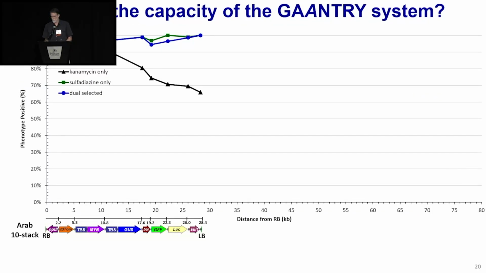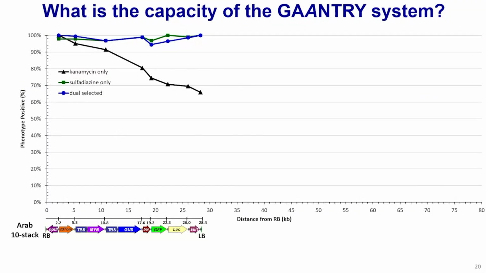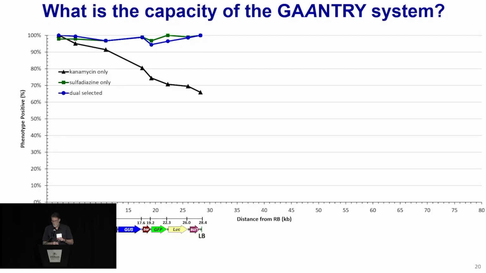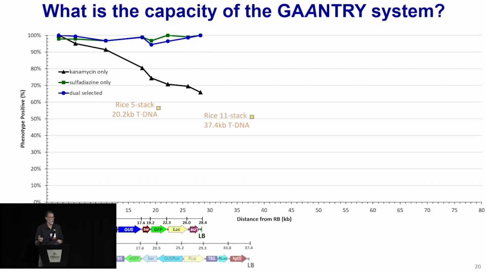And so some questions I sometimes get is, so what is the actual capacity of the gantry system? How big can you build these tDNAs? So you've already seen the data from Arabidopsis. It's just been regraphed here on the upper left part. I can now add the data from the rice plants.